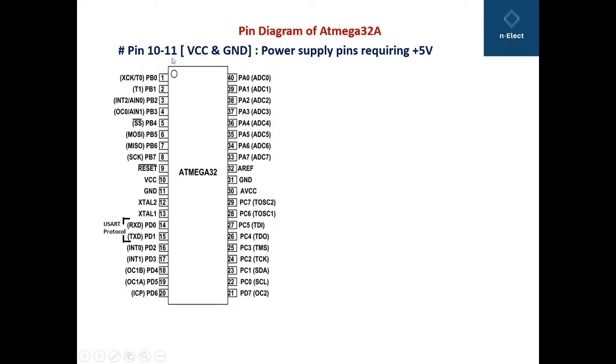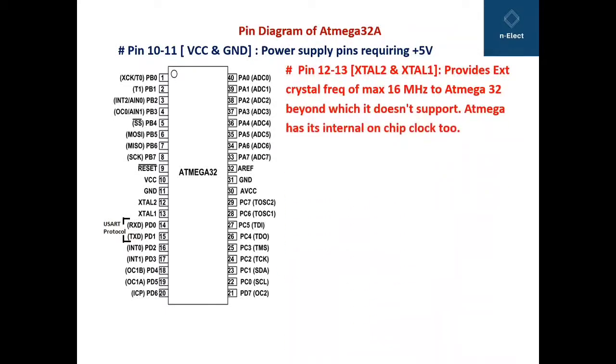Pin number 10 and 11, they are VCC and ground pin. These are actually the power supply pins requiring plus 5 volts power supply. Then pin number 12 and 13, that is crystal 2 and crystal 1 pin, which provide external crystal frequency of maximum 16 MHz to ATmega32, beyond which the ATmega32 doesn't support. ATmega has its internal on-chip clock also.